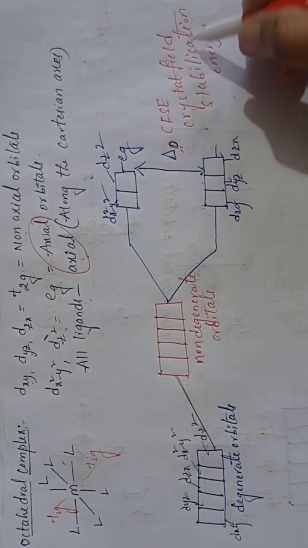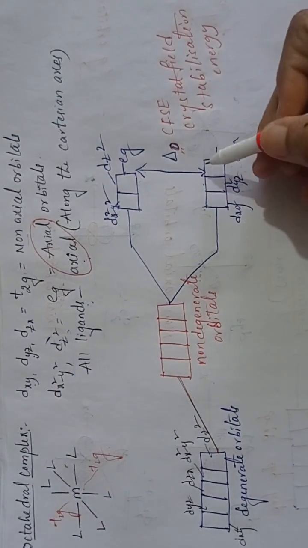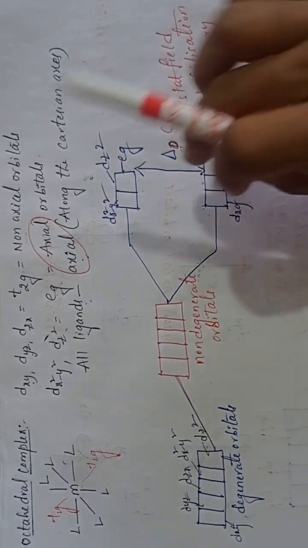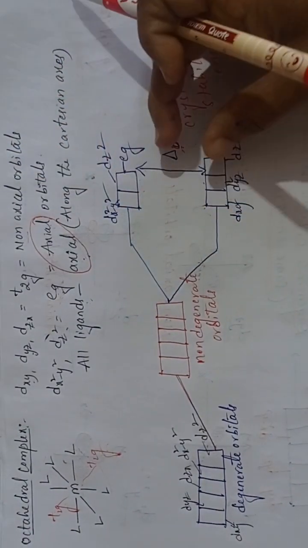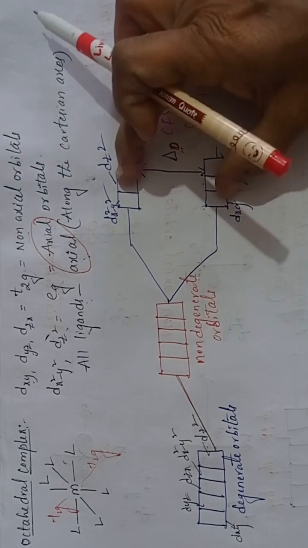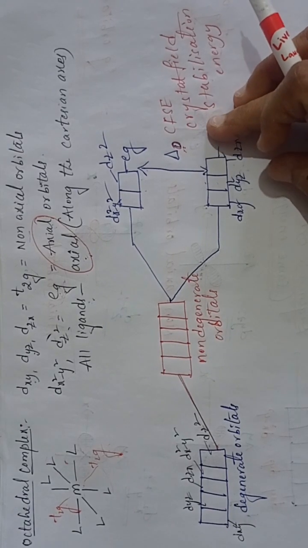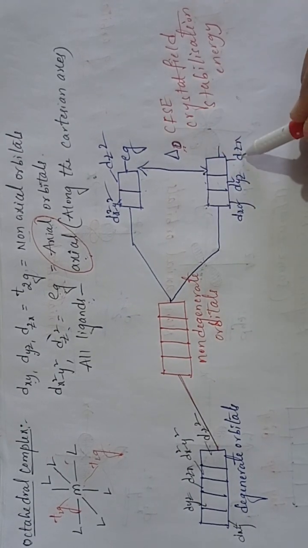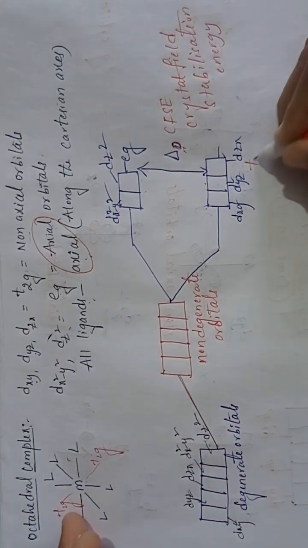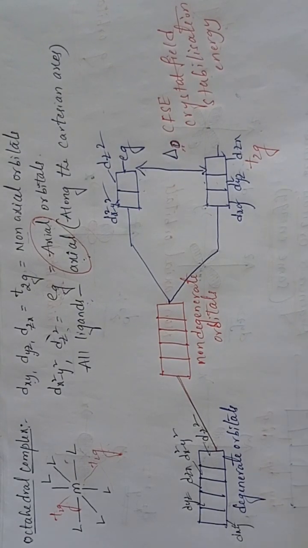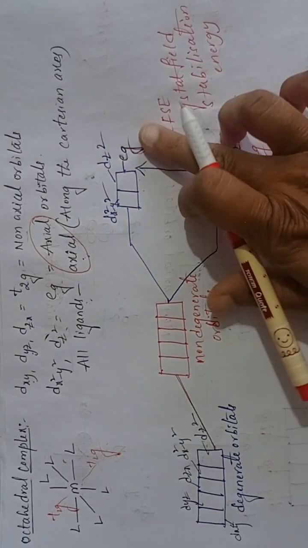Okay, now, what is the crystal field stabilization energy, students? It is the energy difference between the two sets of d orbitals. This energy gap between the two sets of orbitals is called delta naught. Now I want to calculate the energy of these t2g orbitals and eg orbitals.